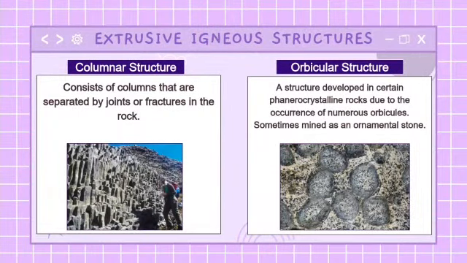Then let's go to the columnar structure. These structures consist of columns that are separated by joints or fractures in the rock. Here, it forms columns.